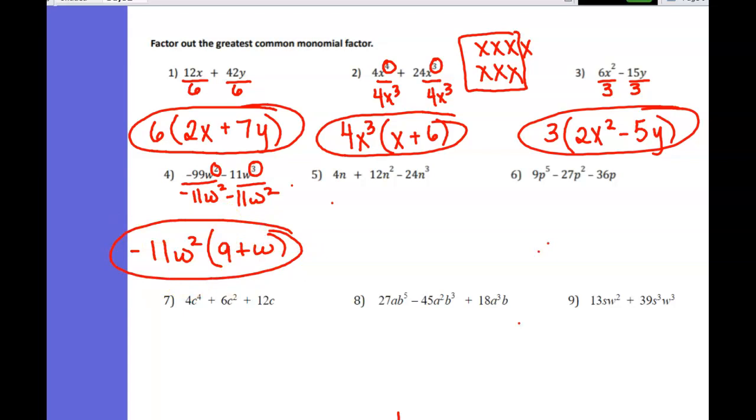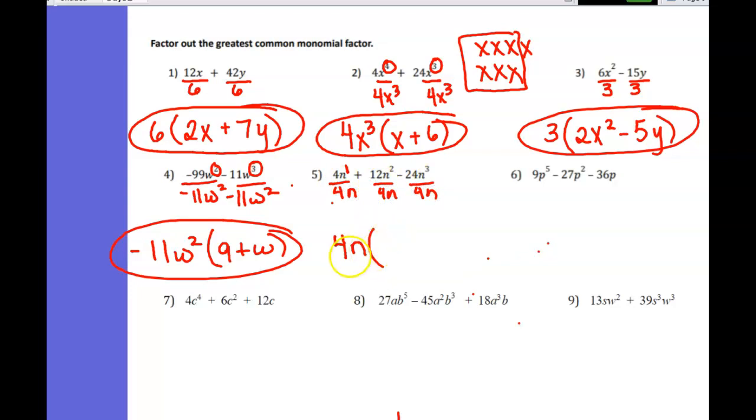We've got 4, 12, and negative 24. In this case, we can factor out a 4. And then look at the variables. We've got n squared, and n to the third. So the lowest would be n to the first, or just 4n. Okay, so then we take each term and we divide by 4n.